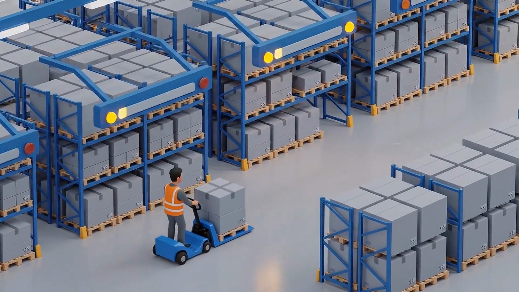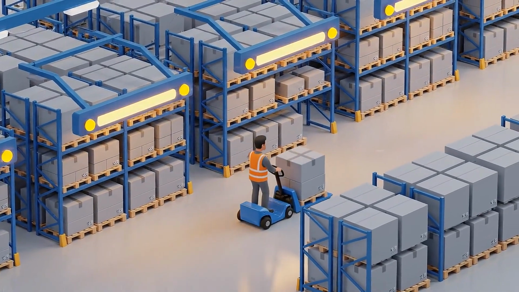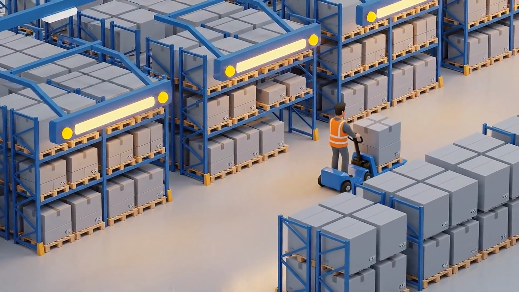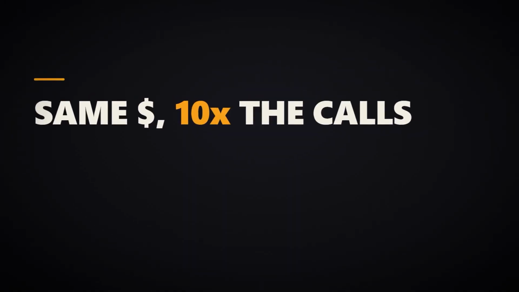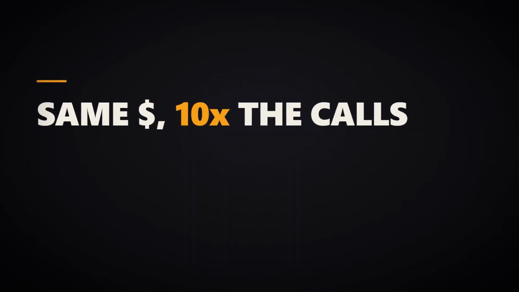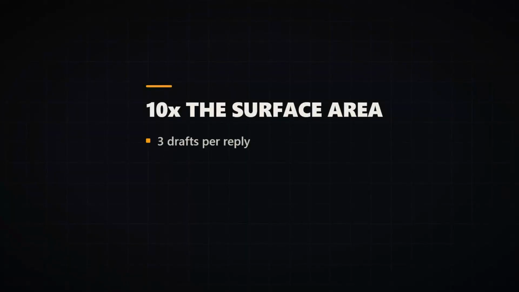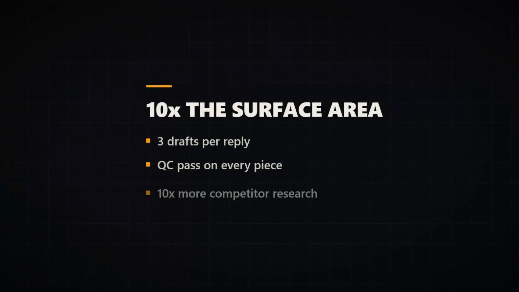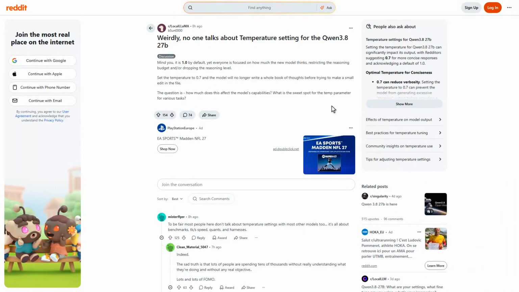Here is what nobody in your industry is doing yet. The math is simple. Same dollar, 10 times more model calls. So the same monthly spend now covers 3 drafts of every support reply, and you pick the best, or a quality control pass over every piece of copy before it ships. Or competitor research across 10 times more sources. Same bill, 10 times the surface area.